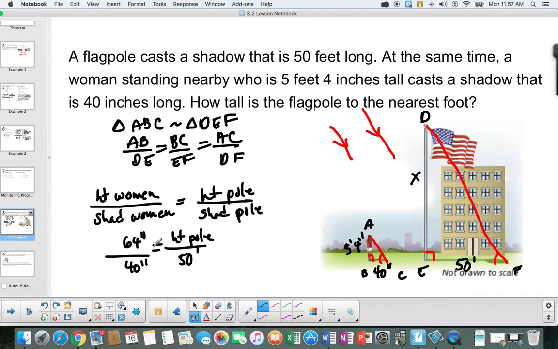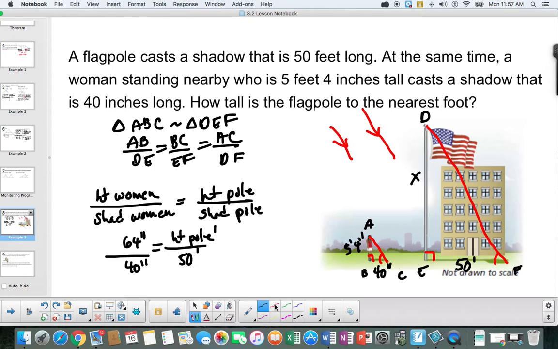Now I want you to notice the units. This ratio here is inches to inches, and the inches will cancel and we'll just have 64 over 40. The height of the pole has to be in feet, feet over feet, and then when the feet cancel, this number here, the height of the pole, will have to be in feet.